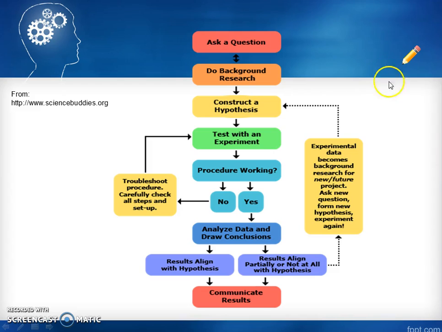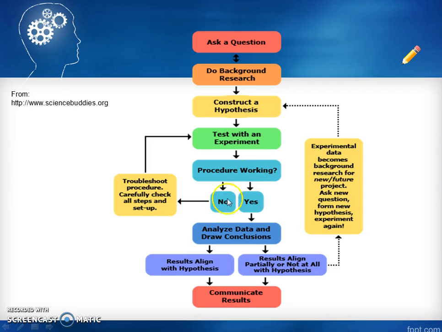So here we go with the pencil in the corner. This is a nice flow chart of the scientific method. Ask a question, leads to some background research. You'll notice the arrows go back and forth here. Sometimes doing some research can fine-tune your question or bring up new questions. Once these first 2 steps are completed, you construct your hypothesis. You move on to your experiment.